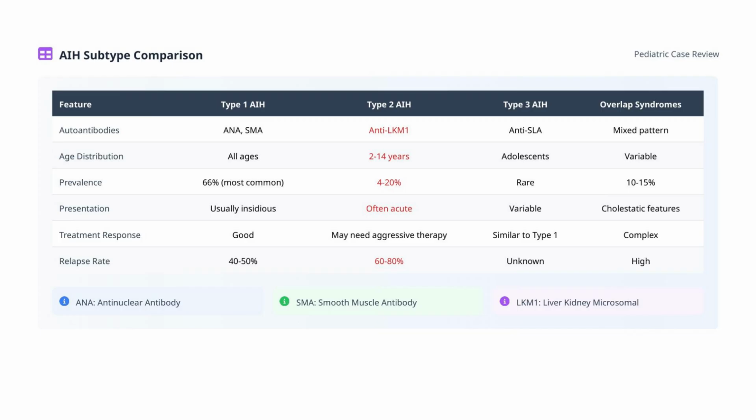Type 3, characterized by anti-SLA, remains controversial as a distinct entity. Each type shows differences in presentation severity, treatment response, and relapse rates. Understanding these distinctions helps guide therapeutic decision-making and predict disease course.